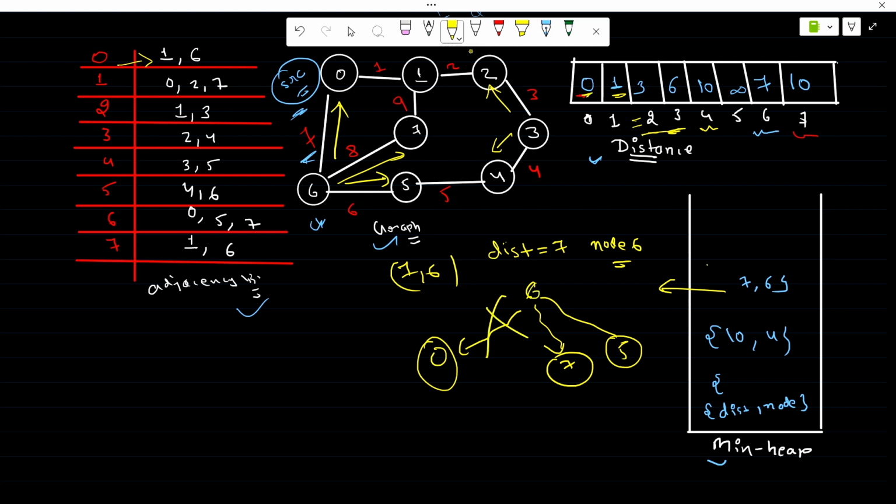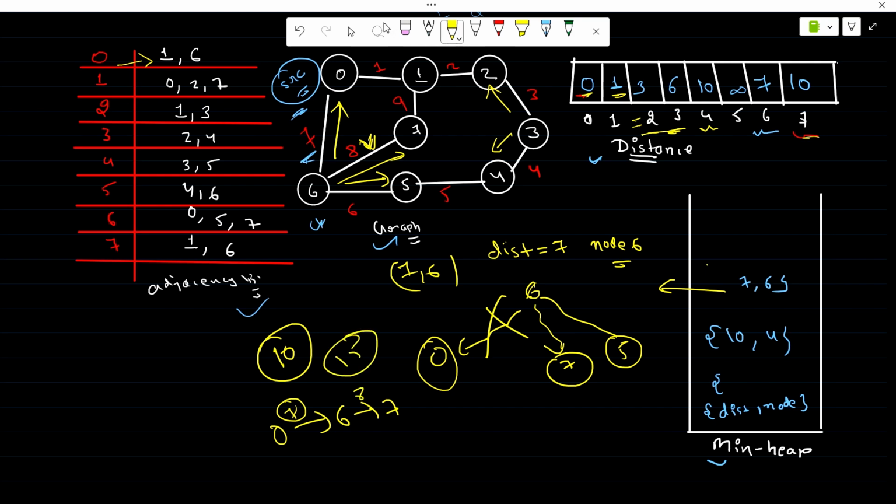Now 6 to 7, we can go from 6 to 7. The current distance to reach 7 is 10, and from 0 to 6 the distance is 7. We can go from 6 to 7 at a distance of 8, which will add more, because 8 plus 7 is 15, which is greater than 10.